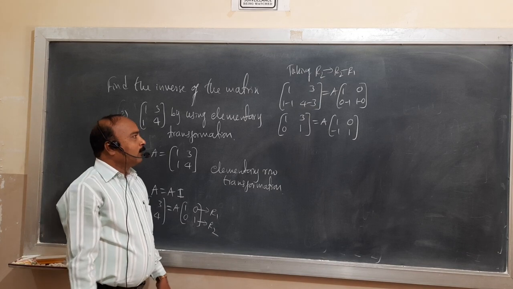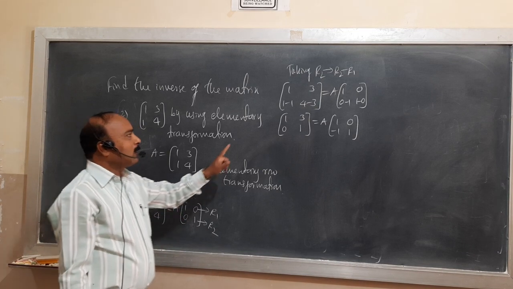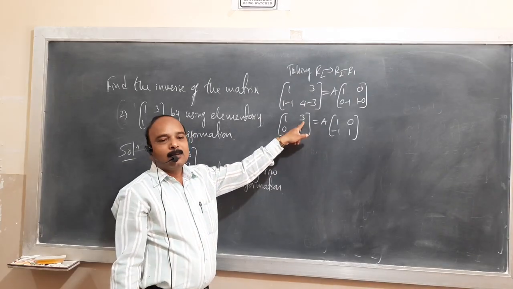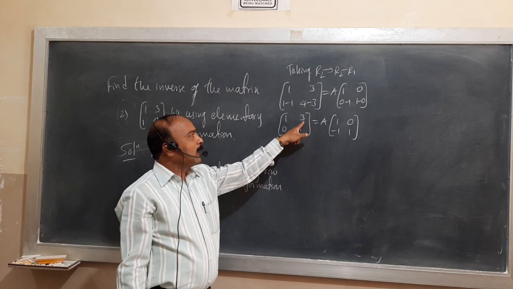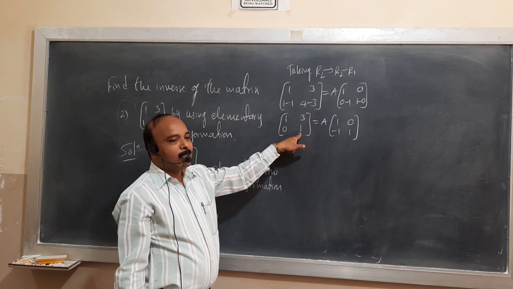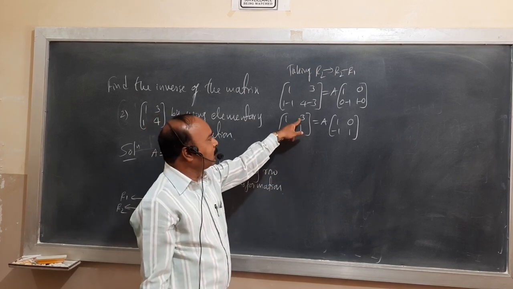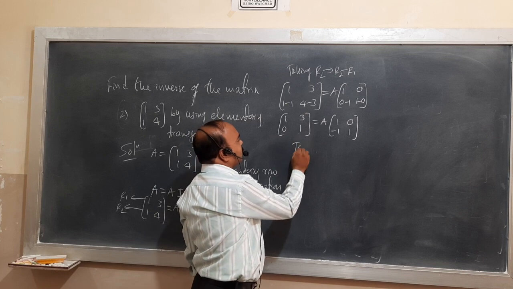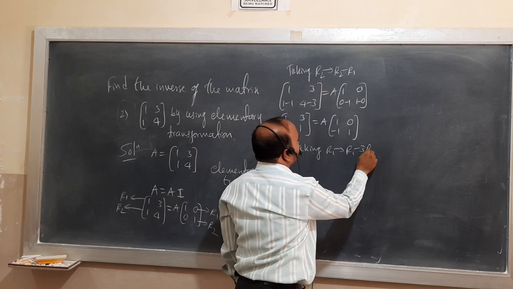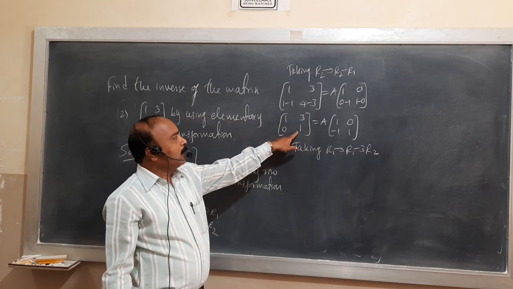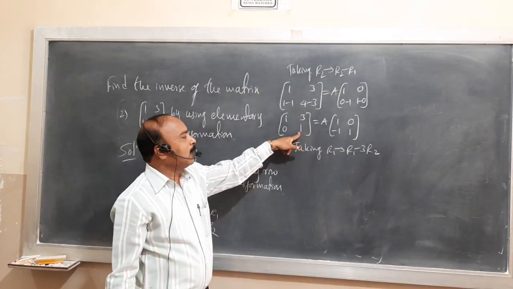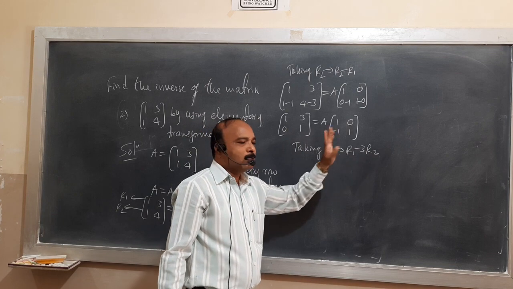Now we observe that we want the identity matrix on the left side. 1 0 1 is already there, but we convert this 3 to 0, then it becomes the identity matrix. For that, this 3 is present in the first row. Here in the second row 1 is present. To make this 3 into 0, I will take the transformation R1 as R1 minus 3 R2. If you multiply this 1 by 3, then it becomes 3. Then 3 minus 3 is 0. For that reason, I took this transformation R1 minus 3 R2.